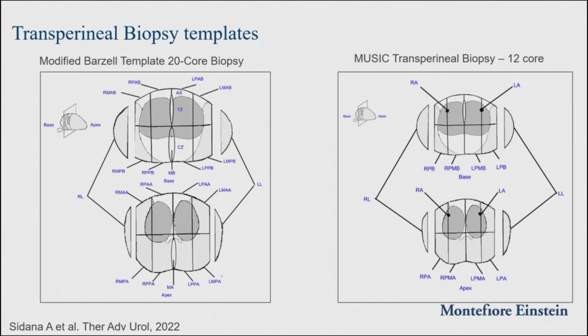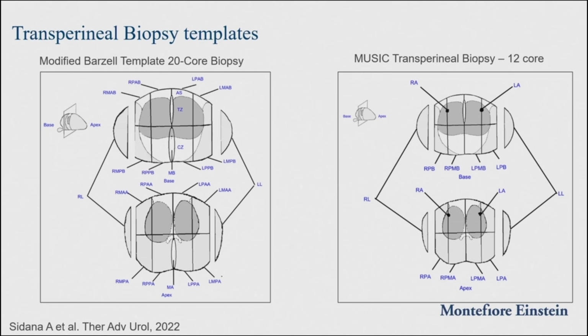Now, the optimal template for a transperineal biopsy is a little bit more debated. It's not just the 12-core template that we have for the truss biopsy. The MUSIC transperineal prostate biopsy is one that I use in my practice. It is 12 cores. It heavily samples the peripheral zone and also takes additional samples from the right and the left anterior or transition zone.